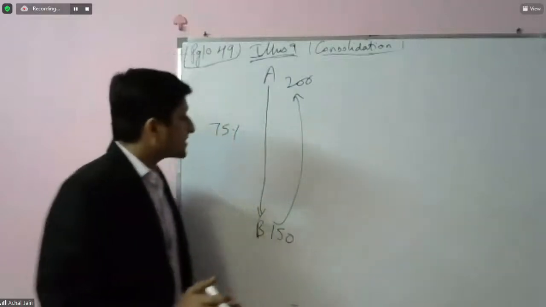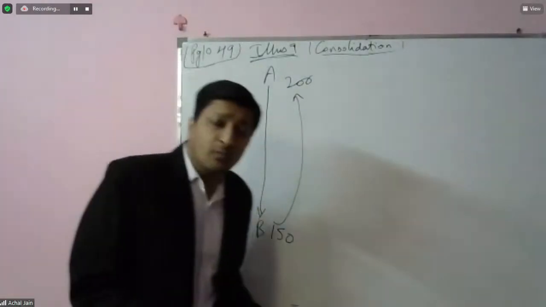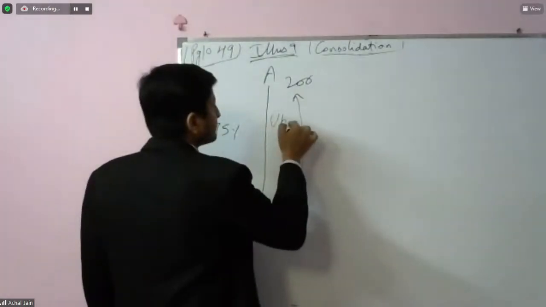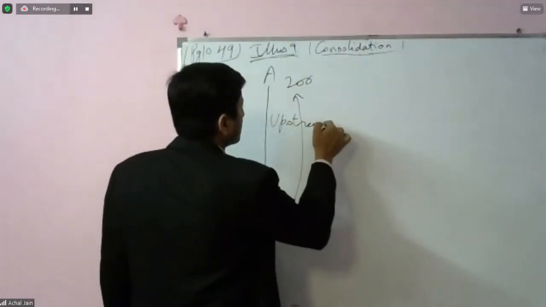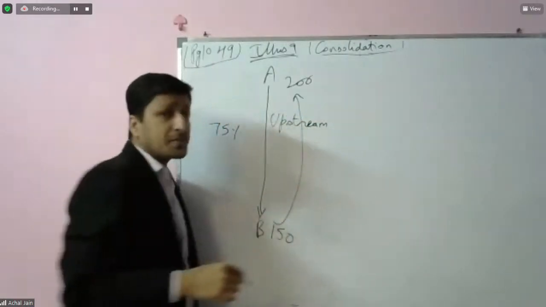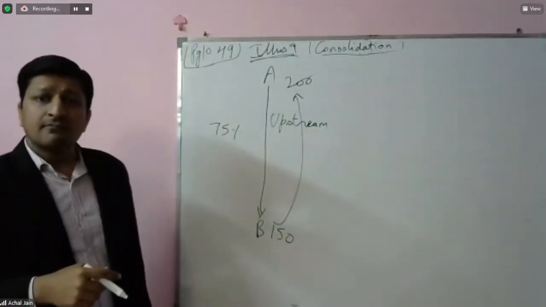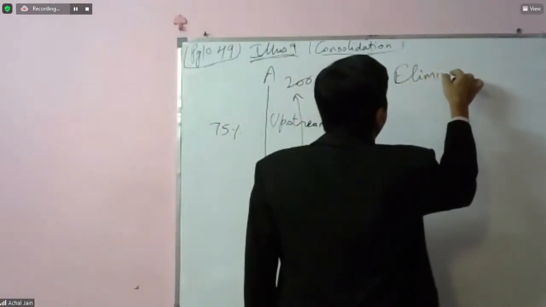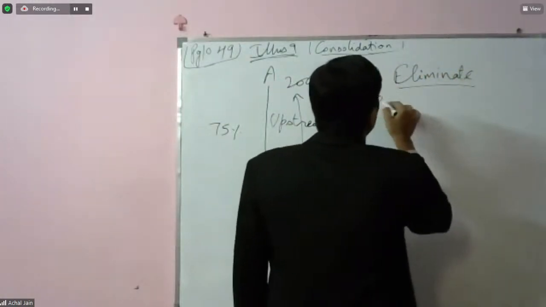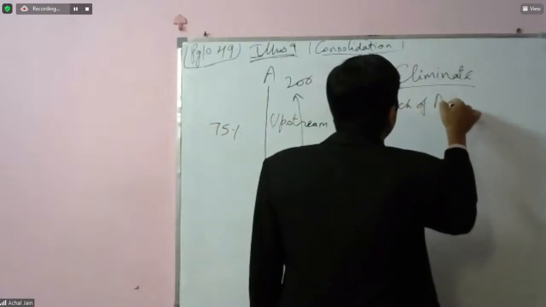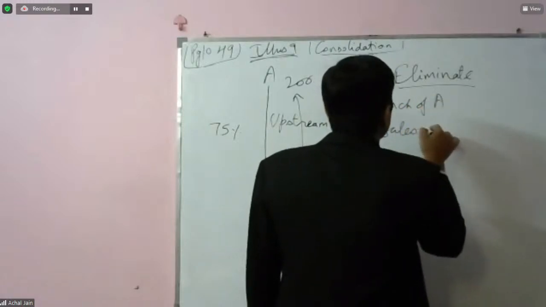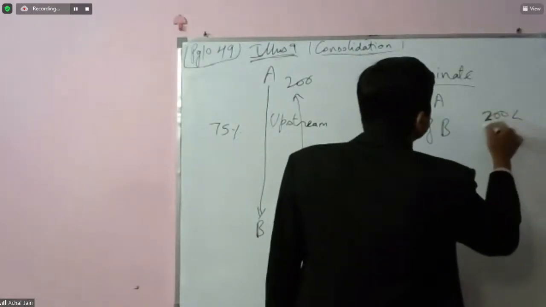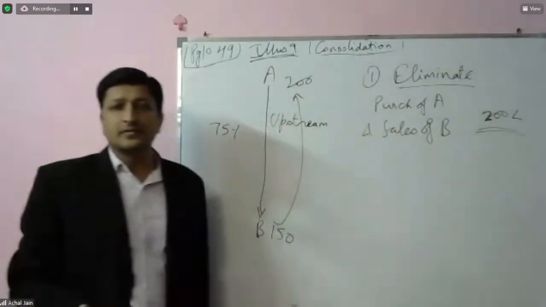Okay, great. So let's understand. Now this is going from subsidiary to holding. So this is upstream. Over here, once again, what are the adjustments? First of all, eliminate purchases of A and sales of B equivalent to 200 lakhs. This needs to be eliminated first.